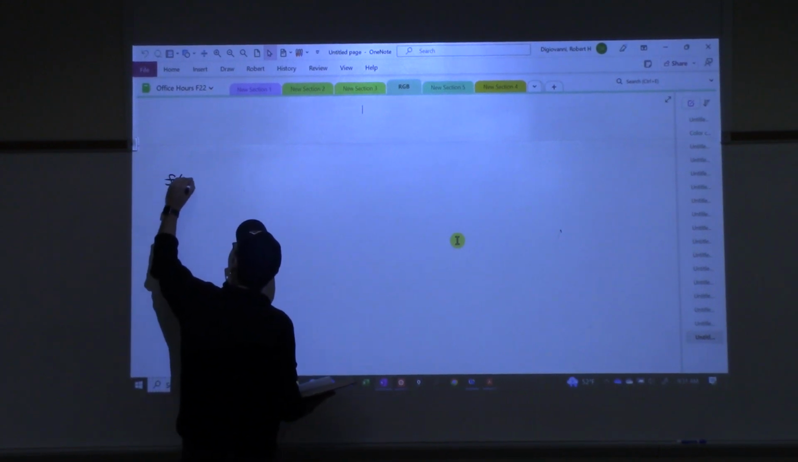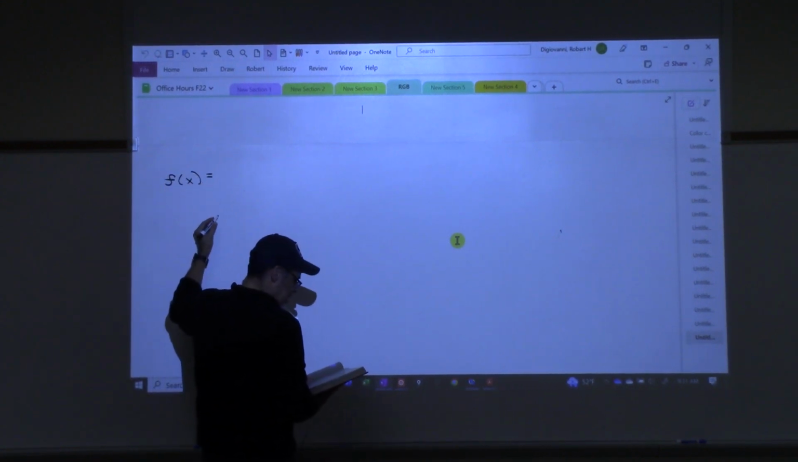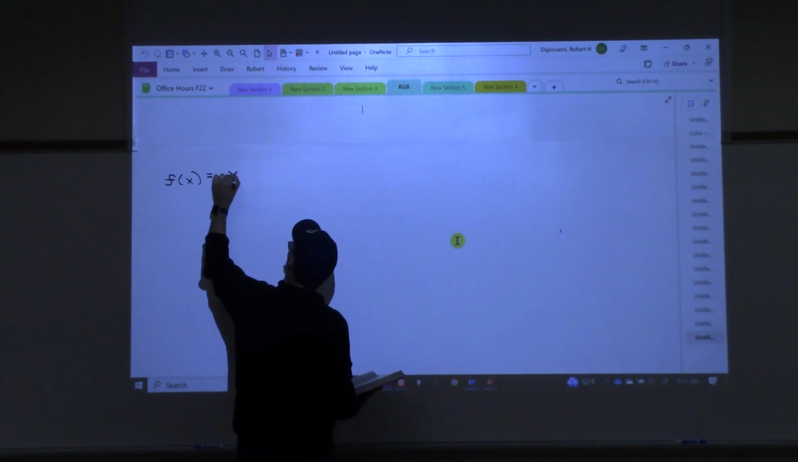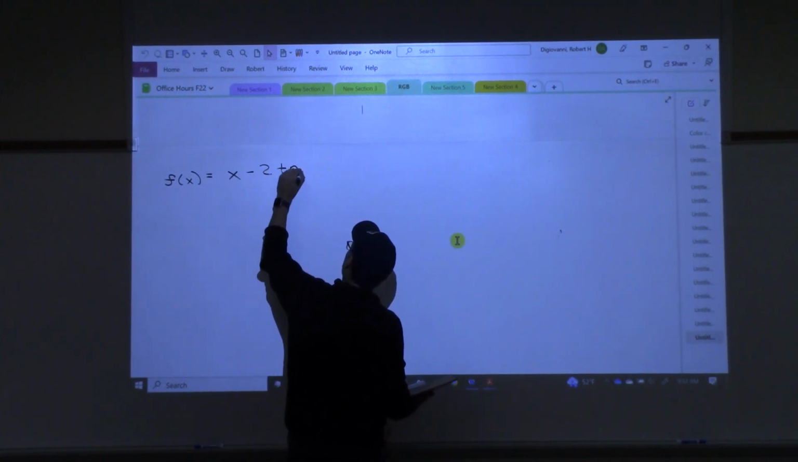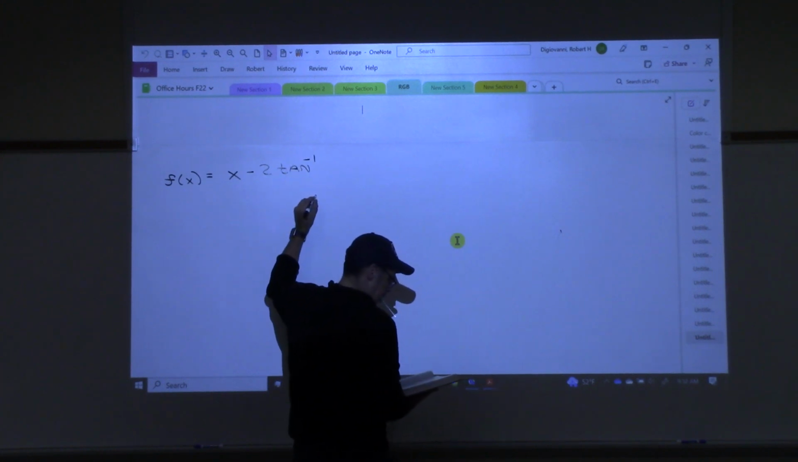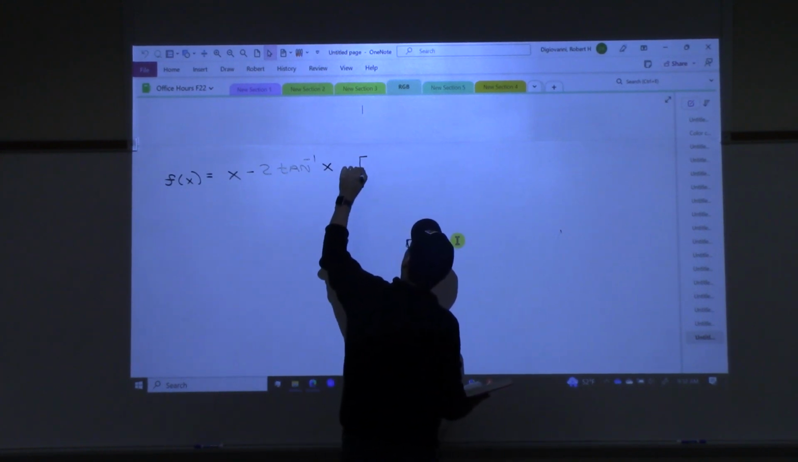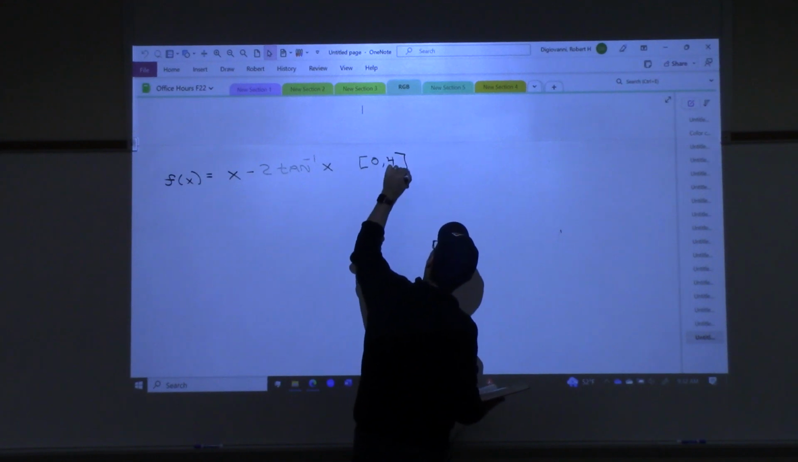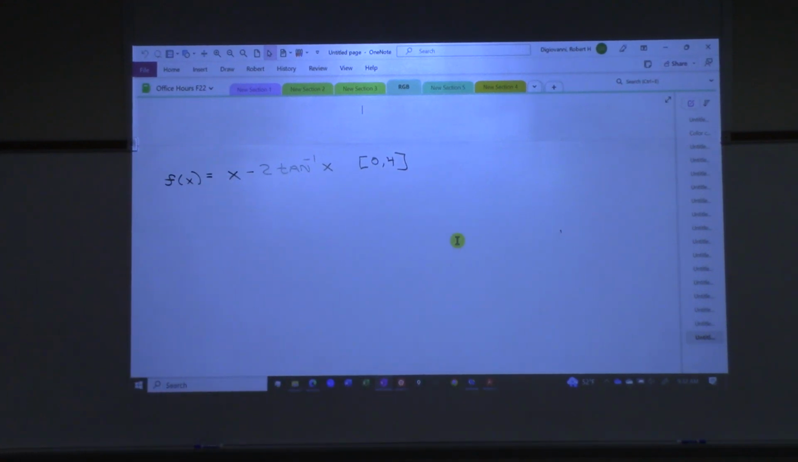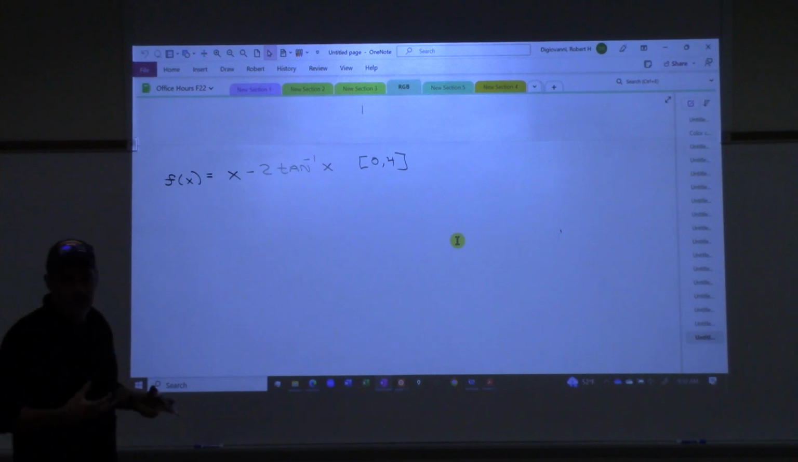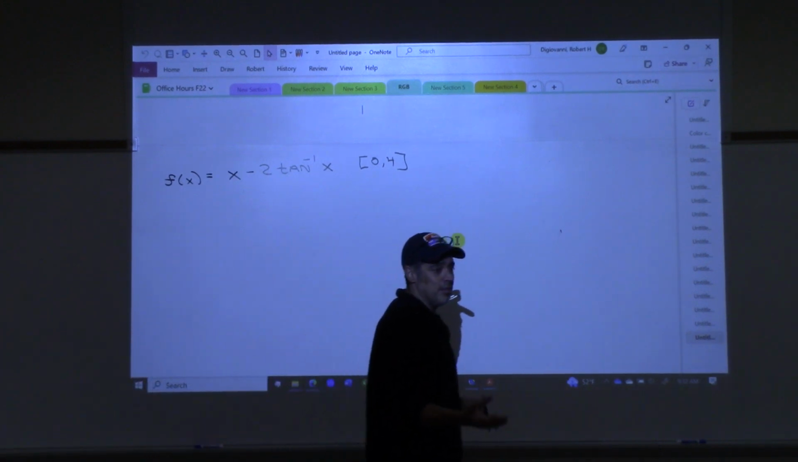f of x equals, let's go with this one, x minus 2 inverse tangent of x, and we want this on the interval 0, 4. This is just to show you there is really now no restriction on what we should be able to do. Any function somebody feeds us, we should be able to take the derivative of it.